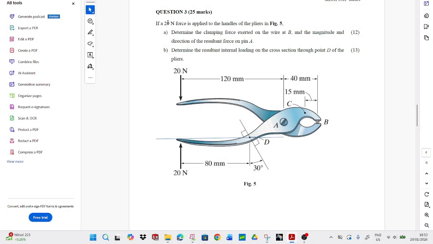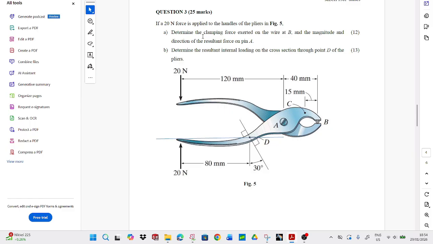Question number 3 says: if a 20 newton force is applied to the handles of the pliers as shown in figure 5, determine the clamping force exerted on the wire at B, and the magnitude and direction of the resultant force on pin A. The second part asks to find the resultant internal loading of the cross section at point D of the pliers. Let's focus on part A first.